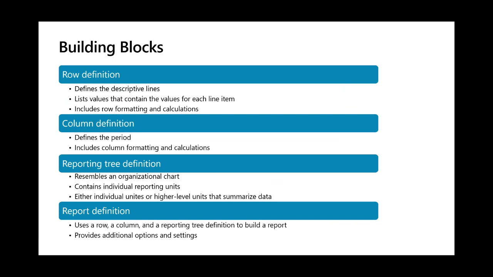And that's about building blocks. So a row definition defines the descriptive lines on the report. It lists the values that contain the values of each line item. It can include formatting and special calculation.